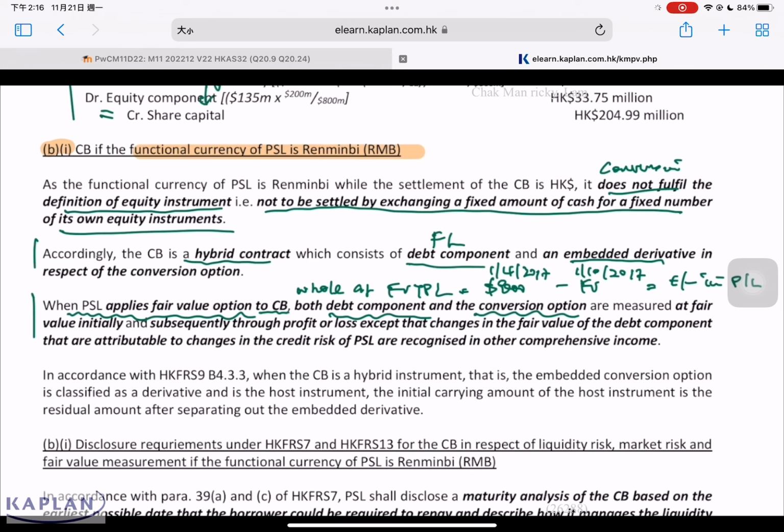For part A, if the functional currency of PSL is Hong Kong dollar and it issues a Hong Kong dollar bond, the conversion option represents equity. For part B, if the functional currency of PSL is renminbi and it issues a convertible bond in Hong Kong dollar, then the conversion option is not an equity instrument, it's a derivative embedded in the host contract. The main issue for this question is whether the conversion option is equity or liability. You have to refer to AS32 to distinguish whether it's liability or equity by considering the factors given in the questions.